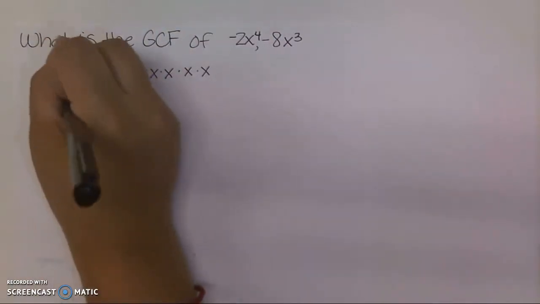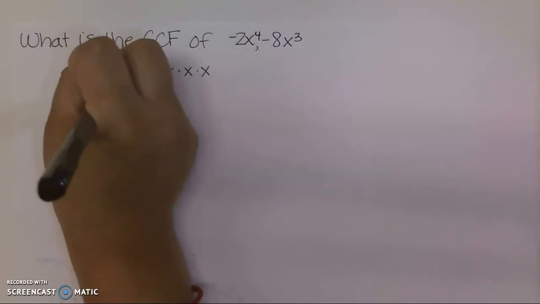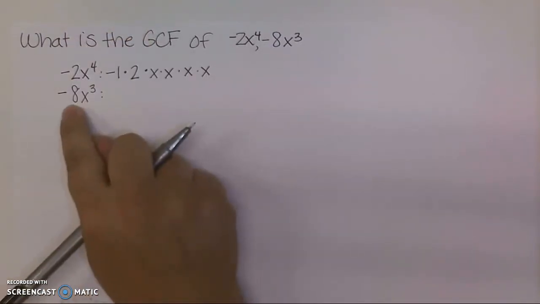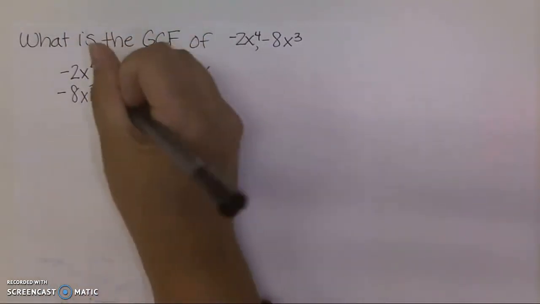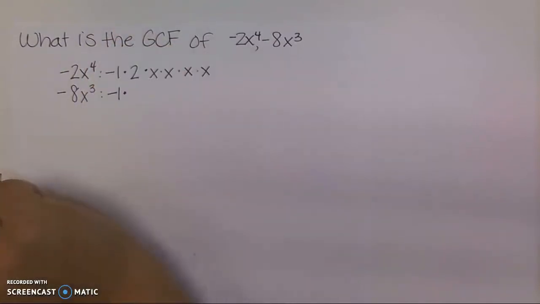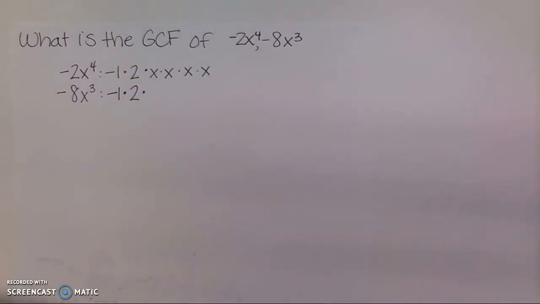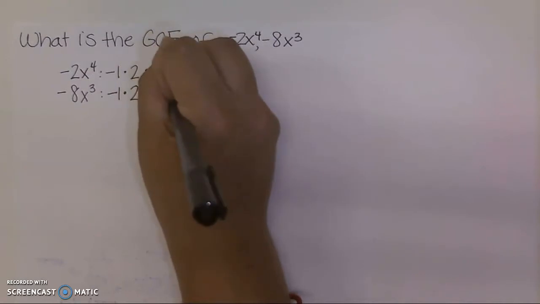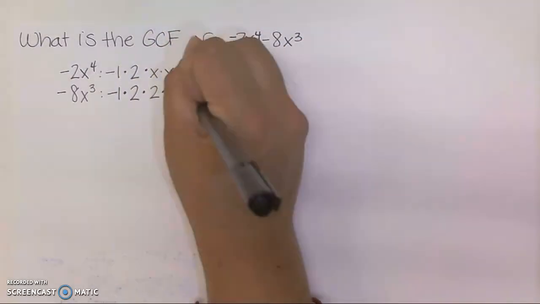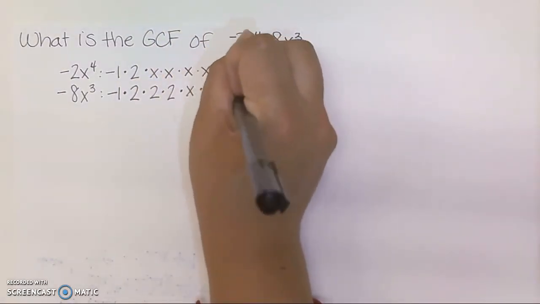I'm going to do the same thing for -8x cubed. If I were to write -8 as a product of its primes, it'd be -1 because of the negative sign. And then 8 is 2 times 4. 2 is prime, 4 is not. But 4 can be broken up into 2 times 2, both of which are prime. And then I just need 3 x's because of the x to the 3rd.